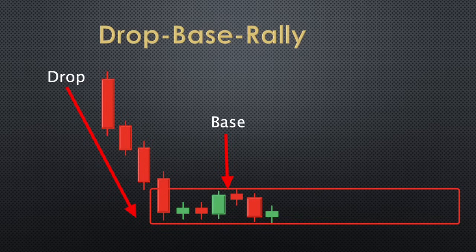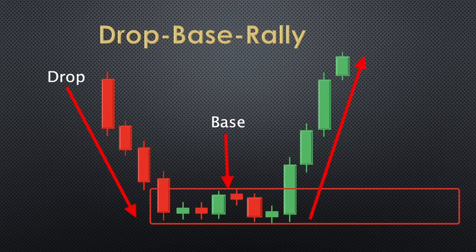But here's where the magic happens. This isn't just consolidation, it's manipulation. The smart money is gathering strength. Finally, we see the explosive rally. Buyers take control, driving the market upward. What's happening here is more than just a price move, it's a strategic play by institutions. They push the market down, accumulate positions at the base, manipulate the market to get the best price, and then let the rally fly. Now, let's look at a real chart example of this drop-based rally pattern.